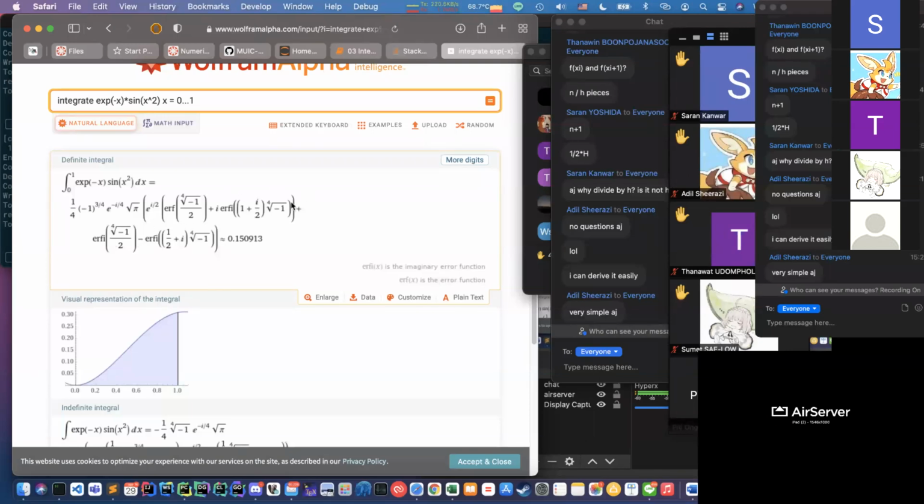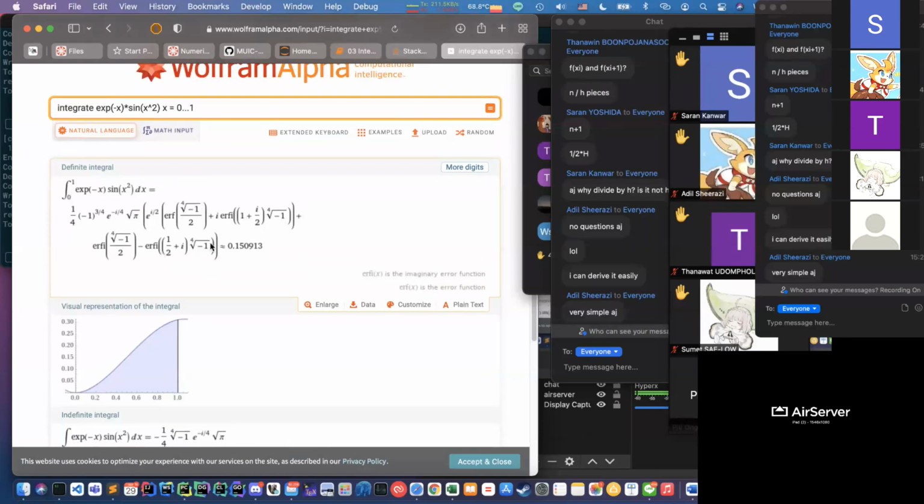You look at this. Not only does it have to do with the error function, it has to do with complex numbers as well, right? Square root 4 of i, that's square root i. The fourth root of minus 1. See?